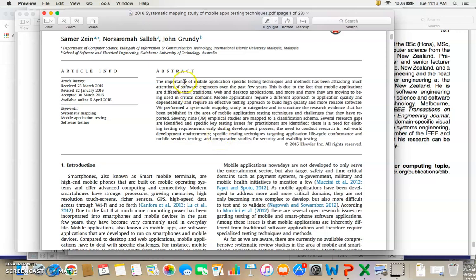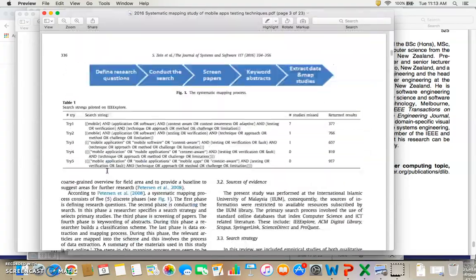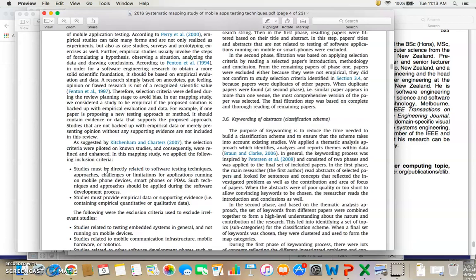And then we have the same structure: abstract, introduction, motivation, and so on. I will share this paper in my own time.